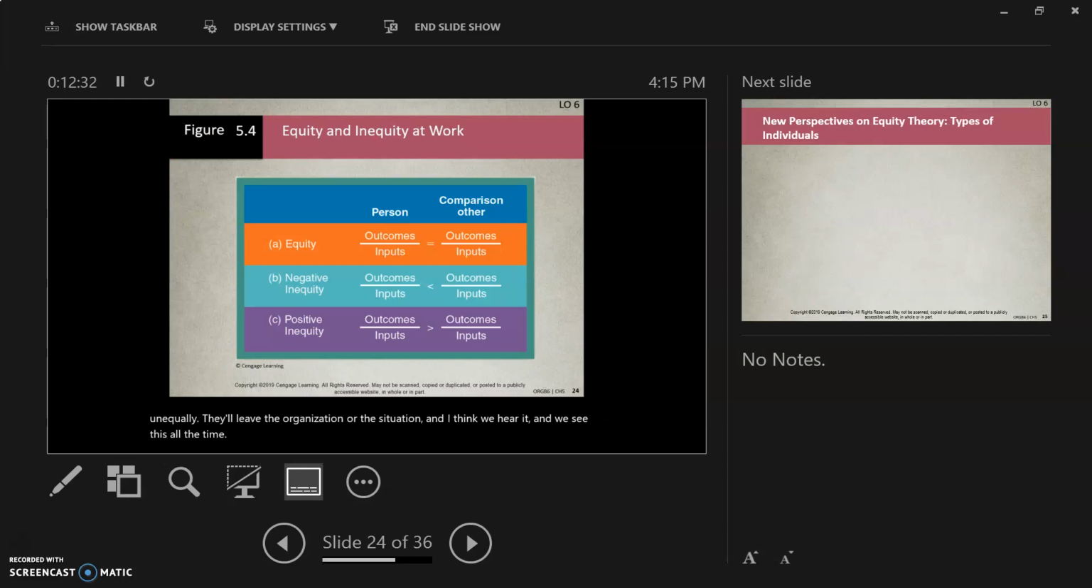All right, and so there's different ways. There's situations in A where we have equity. Everybody feels that their inputs and their outcomes are equal, right? Negative equity is I feel like my inputs to outputs are less than those of my comparison, and positive is the inputs are greater than those of my comparison.